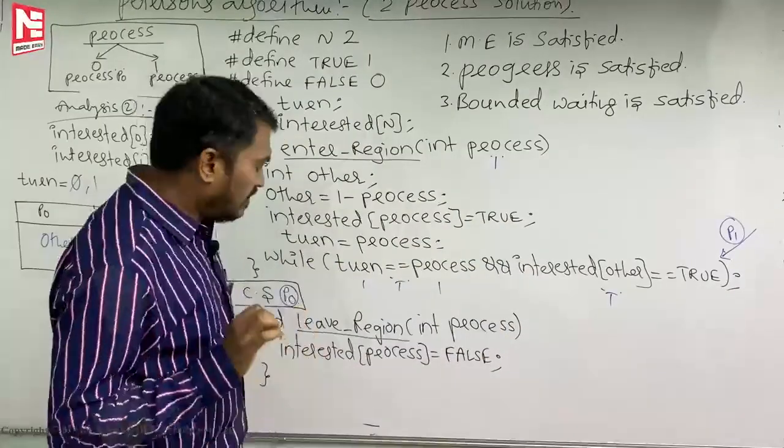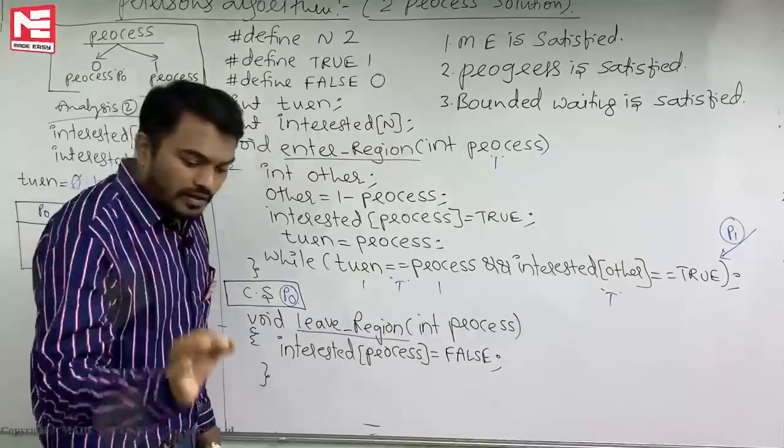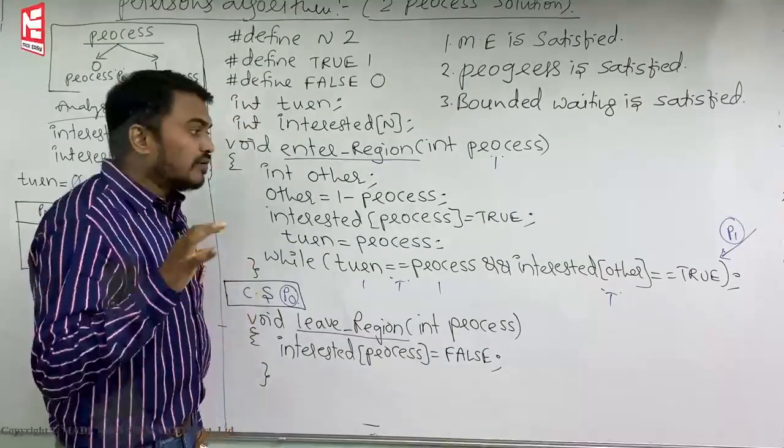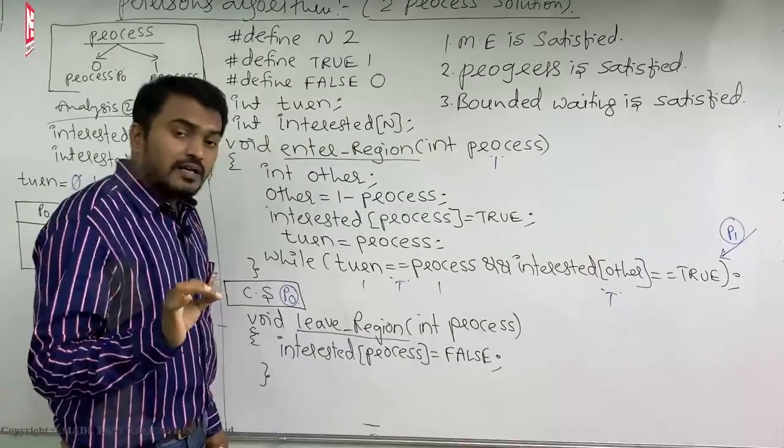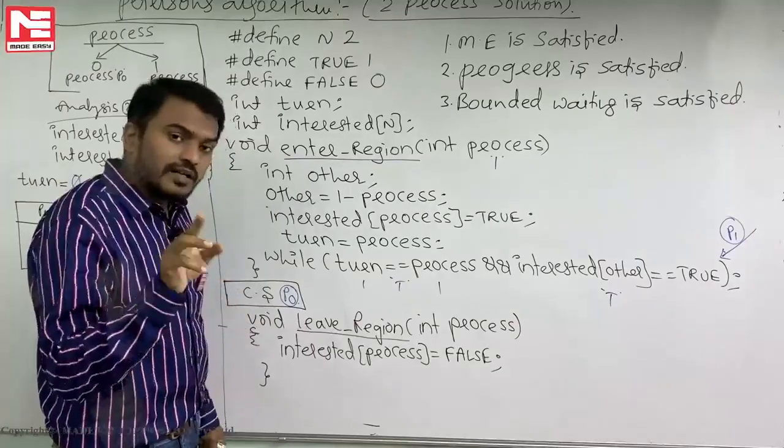That is the point. Next, now what is the meaning of bounded waiting? I told you an important point. What I said is, you need to imagine that these two processes are executing in round robin scheduling with a time quantum.